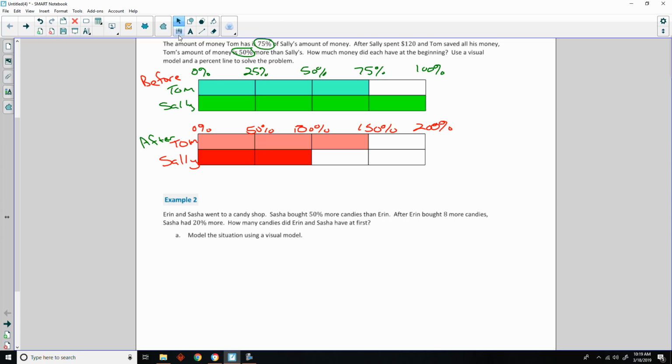So recapping this, Tom had 75% of Sally's, but now he's got 150% of Sally's, and that amount stayed the same. So we want to know what this value is, and her value changed. Her value went from 100% down to still 100%, the equal amount, but it's decreased. So his value stayed the same, but went from 75 to 150%.